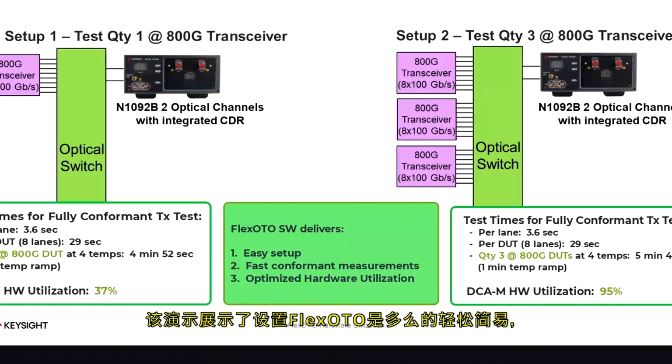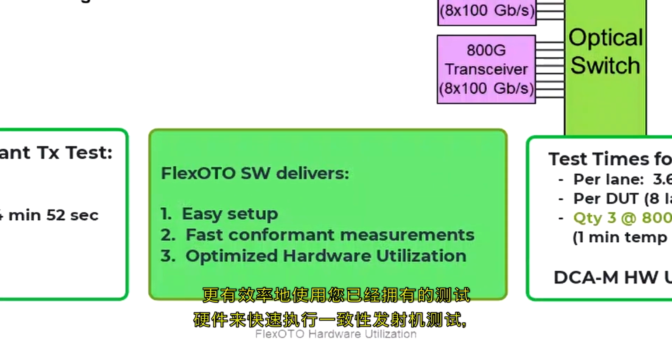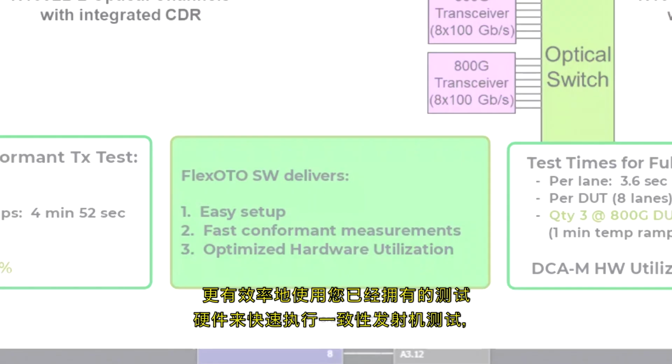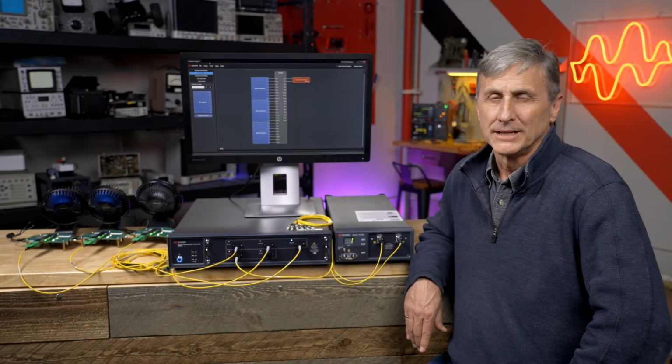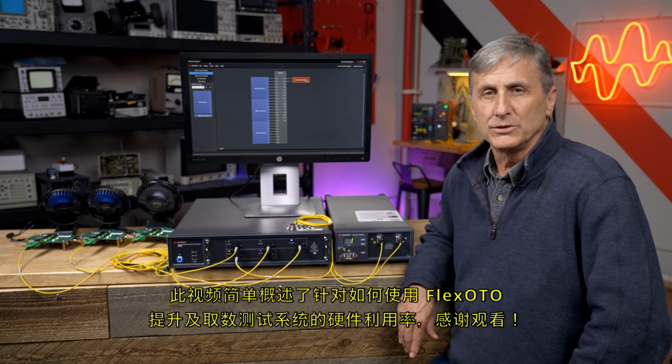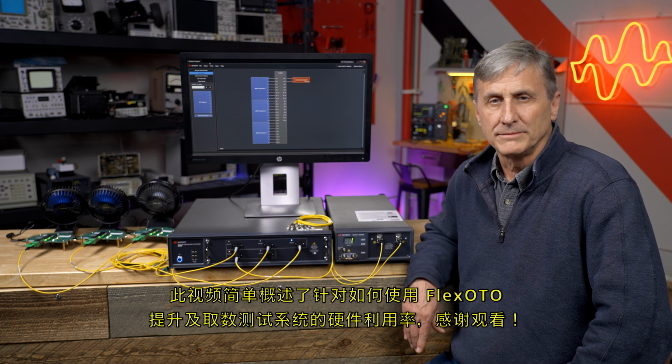This demo shows how easy it is to set up FlexOTO, how fast it can perform conformant transmitter measurements using hardware you already own, and how easy it is to check and optimize hardware utilization of your test system. So that was a quick overview of how to use FlexOTO to assess the hardware utilization of your test system, and thanks for watching.